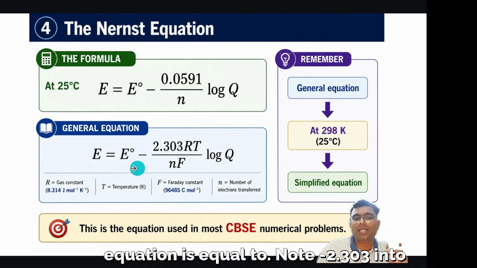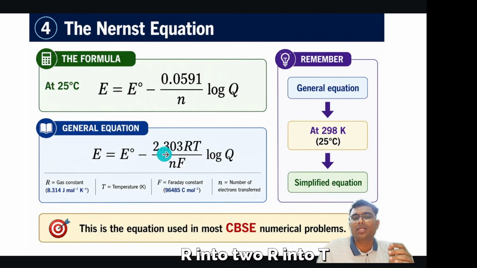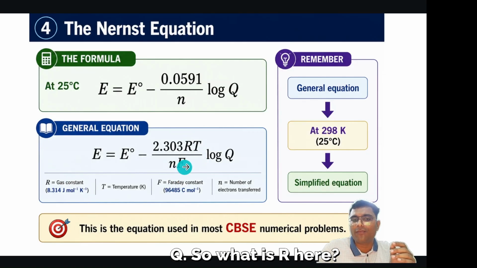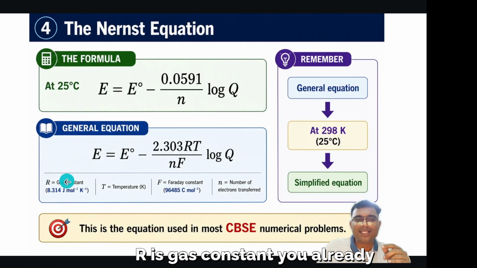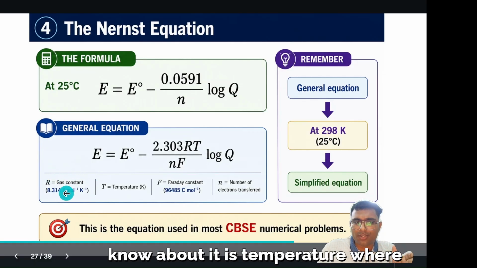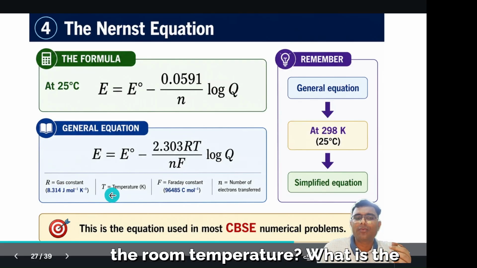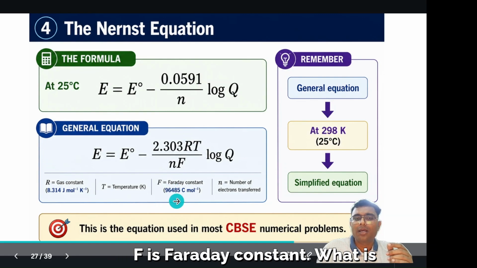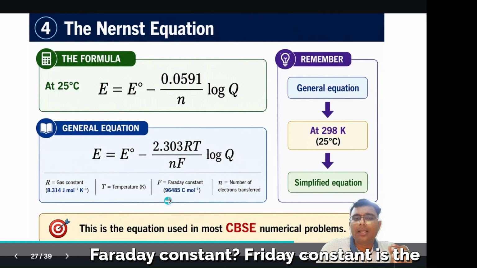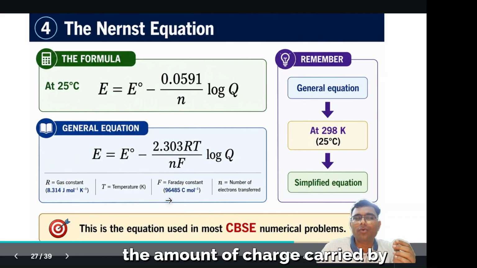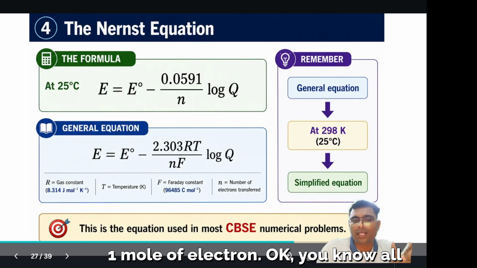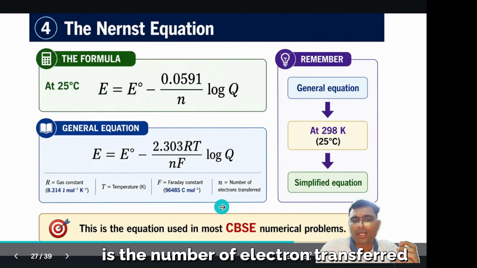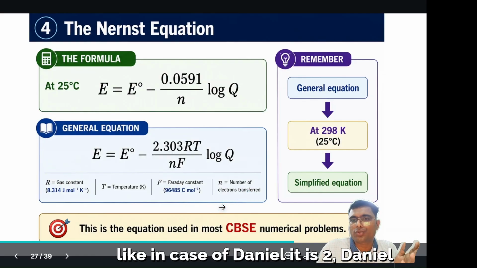So this is the equation: E is equal to E naught minus 2.303 R T divided by n F log Q. So what is R here? R is the gas constant. You already know about it. T is temperature. What is the room temperature? F is the Faraday constant. What is the Faraday constant? The Faraday constant is the amount of charge carried by 1 mole of electrons. Okay, you know what is 1 mole. n is the number of electrons transferred. Like in the case of the Daniell cell, it is 2.